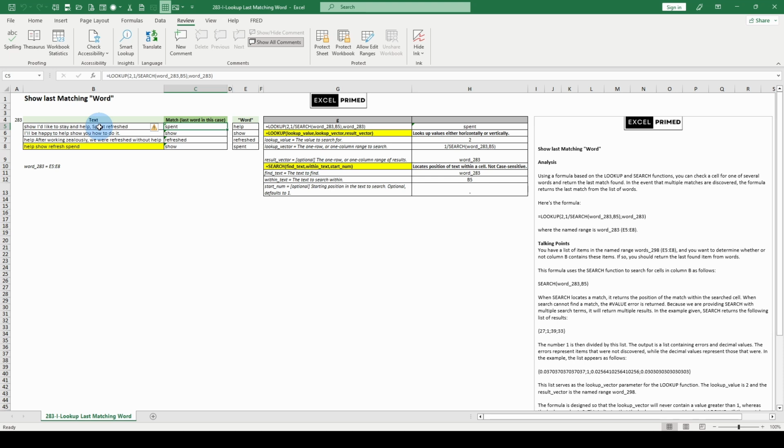The reason I brought this up is because refresh is the last word, but that's not what we're asking. We're looking for the last word in this list. Keep that in mind. How does it work?